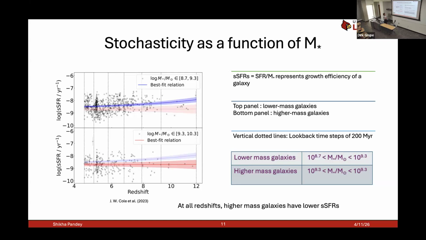In these plots here, these are simulation results. You'll see that the top panel is for lower mass galaxies and the bottom panel is for higher mass galaxies. There is more scatter in the lower mass galaxies as compared to higher mass galaxies. These black dotted lines just represent look-back times at a difference of about 200 million years. And at all redshifts, especially at higher redshifts, higher mass galaxies have lower specific star formation rates. It's an interesting result to look into based on the data that we have right now.